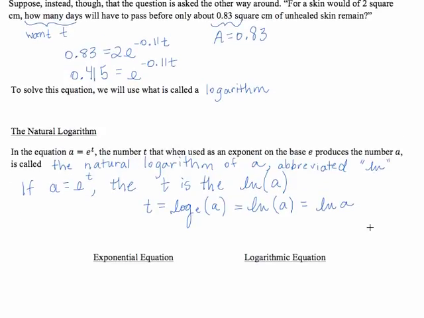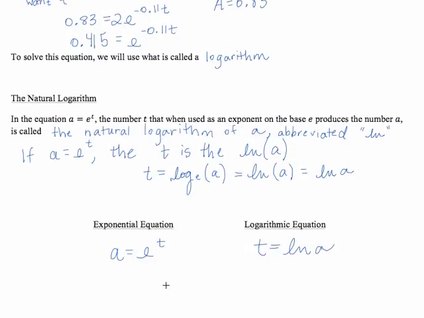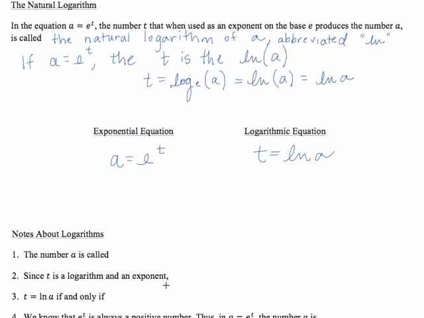Okay, so in conclusion, the exponential equation here is A equals e to the t, and the corresponding logarithmic equation is t equals the natural log of A. Okay, and you can go back and forth between these. So this is how you solve for the exponent in an exponential equation. So this is actually quite useful since exponential equations are so common.